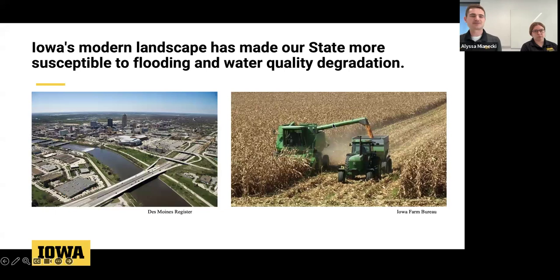So, in summary, with this section, Iowa's modern landscape and its history is behind a lot of the water quality and quantity challenges that we face. And now I'll turn it to Alyssa, who will get into some of the specific numbers behind that.